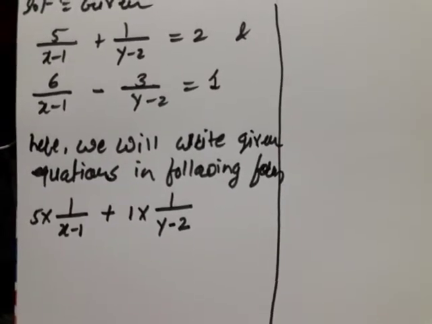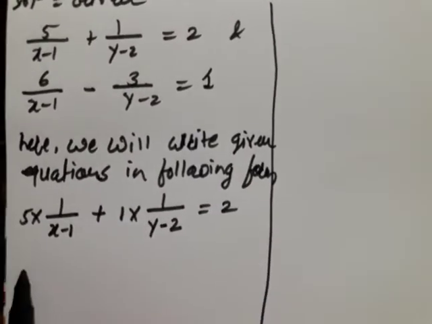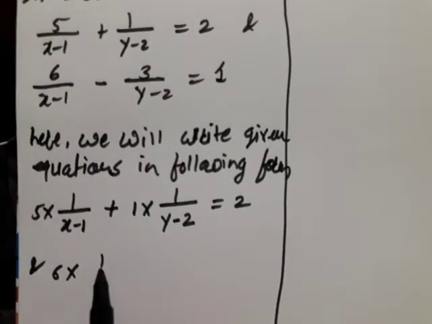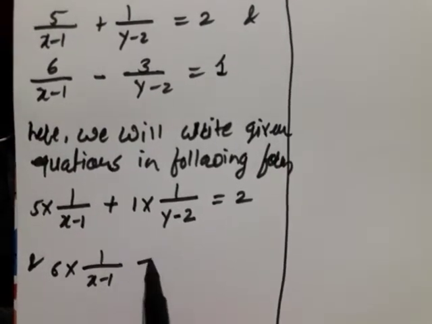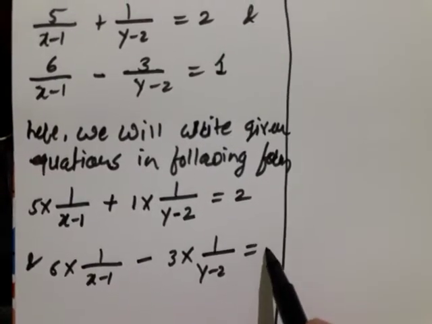Now we have converted the first equation into this form. The first equation is equal to 2, and the second equation is 6 into 1 upon x minus 1 minus 3 into 1 upon y minus 2 is equal to 1.